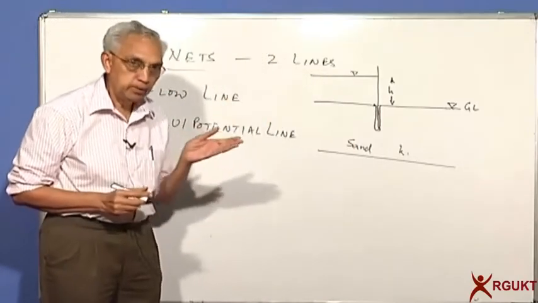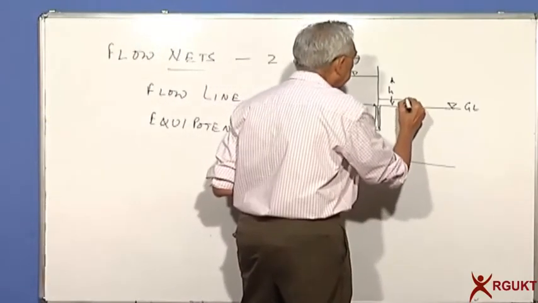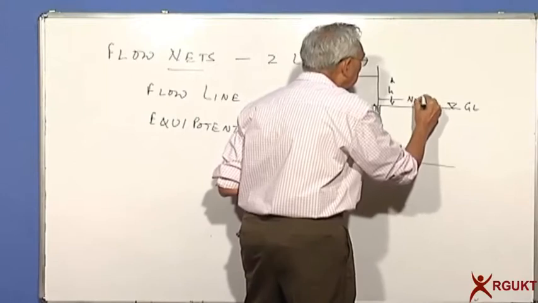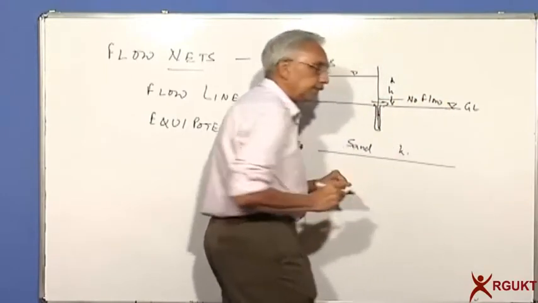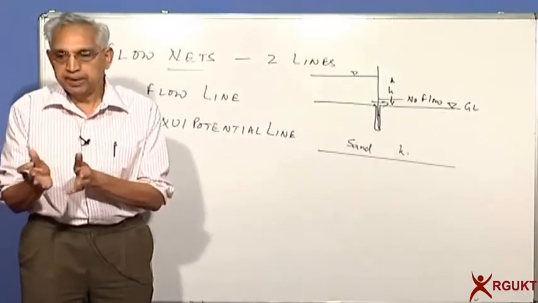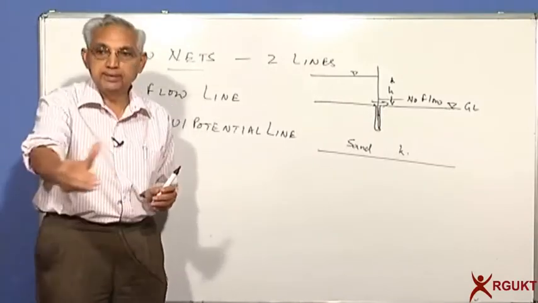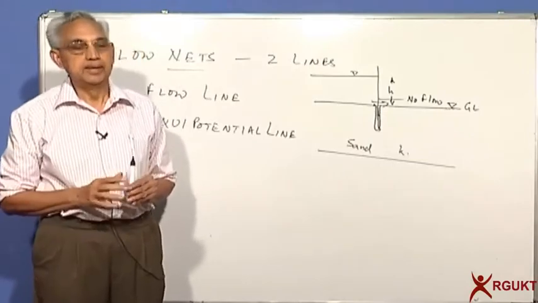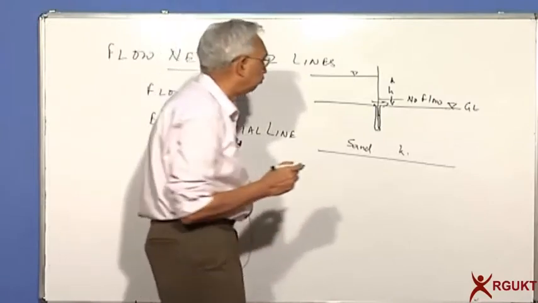Obviously, it cannot go across the sheet pile, which is a metallic obstruction, no flow across that. You cannot have. So it's just like if I have a barricade, I have a table here. If I want to go, I'll have to go around the table to go to the other side. So this is what happens. This is the shortest flow line.